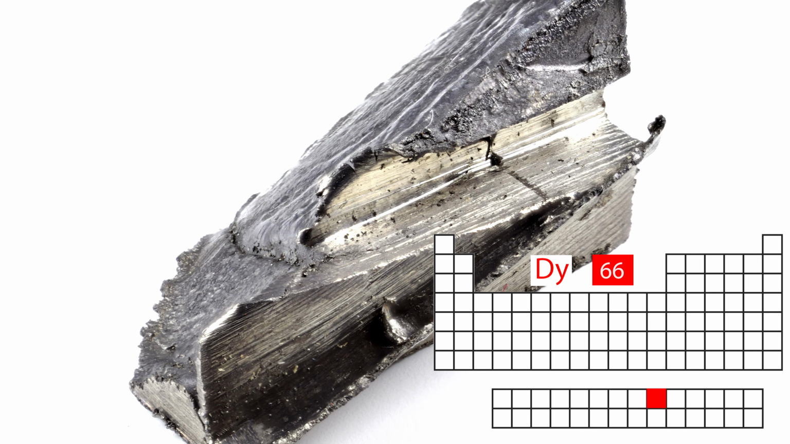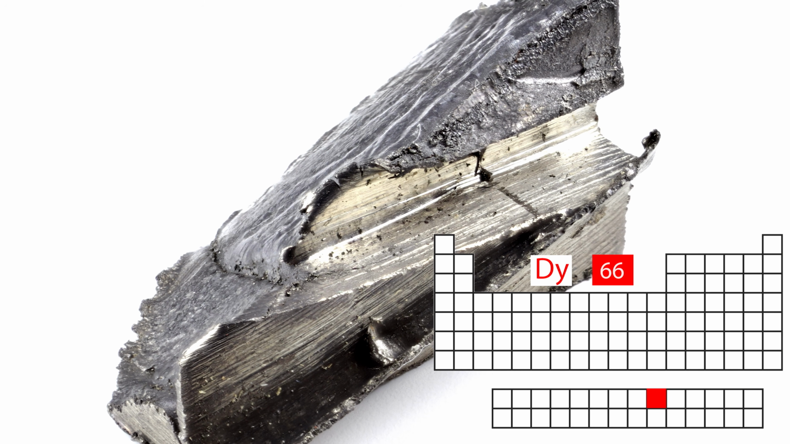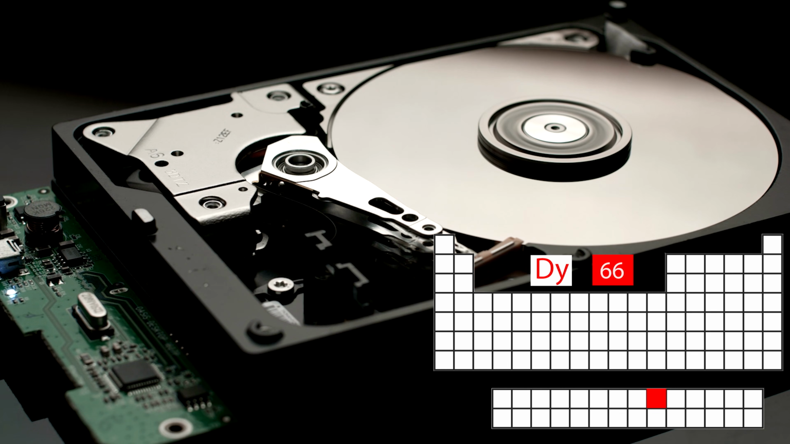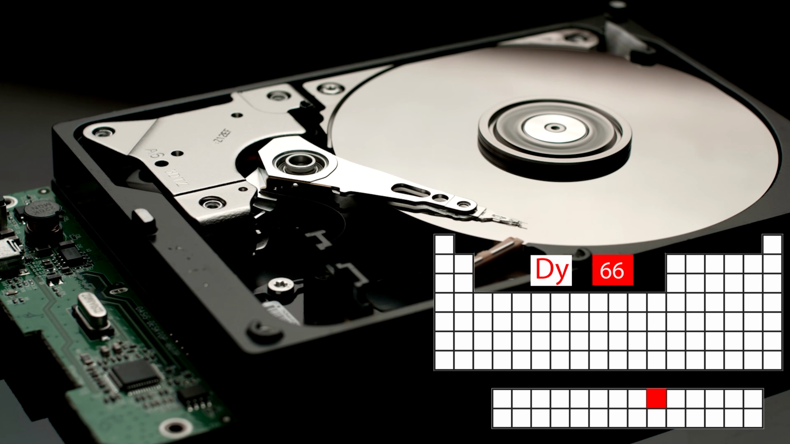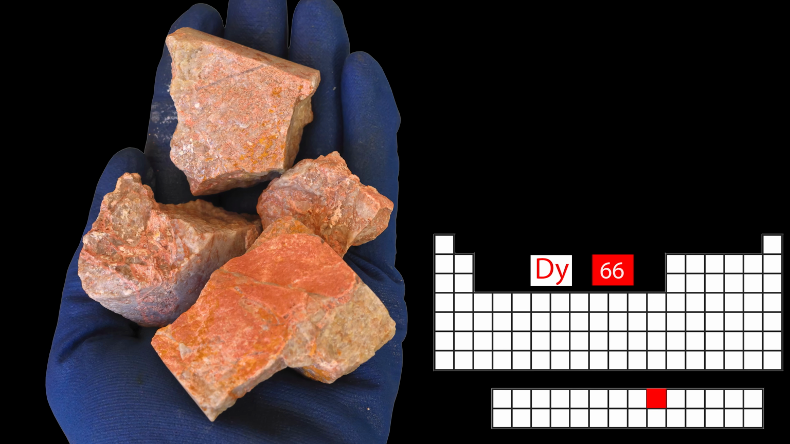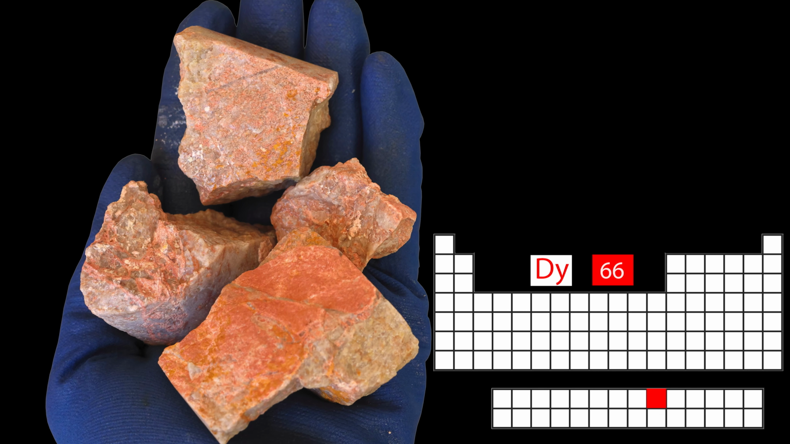Element 66 is dysprosium, that's used in hard disk drives and compact disks. Here's a cool fact. Its name means hard to get at in Greek due to the difficulty of separating it from the other rare earth elements.